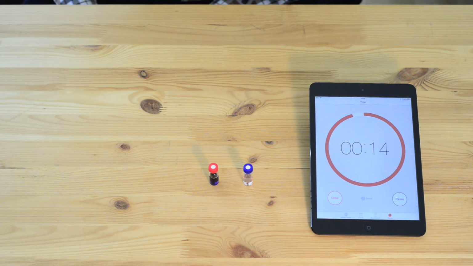So with 15 seconds left, it is very clear that even though there's a little color in the reference vial, which we expect, the sample vial is decidedly darker, and this animal has most likely consumed ethylene glycol.